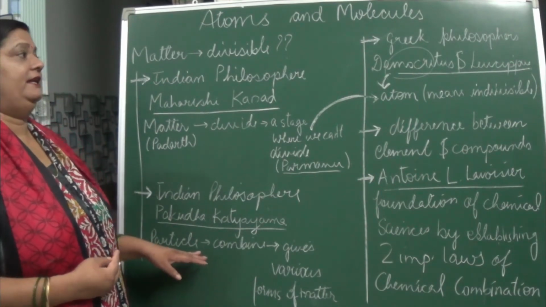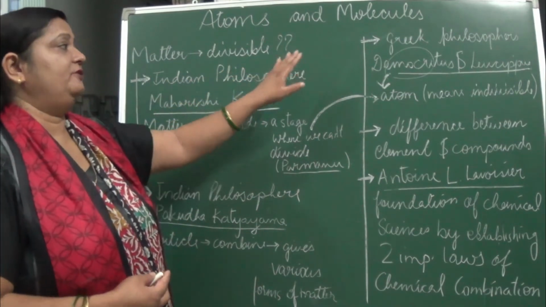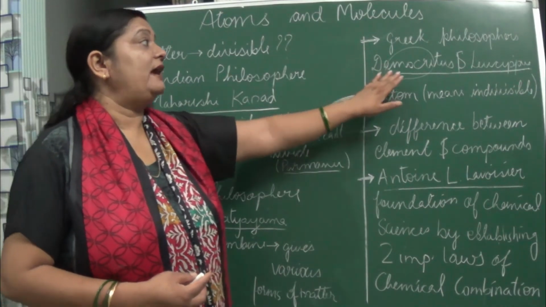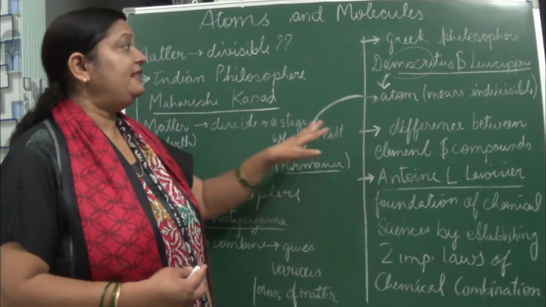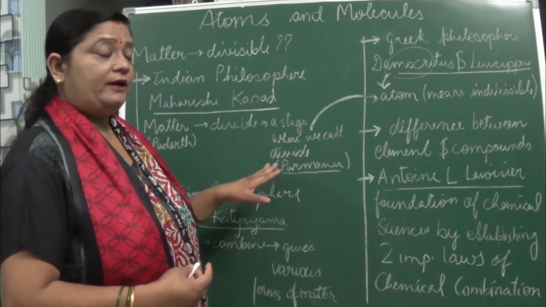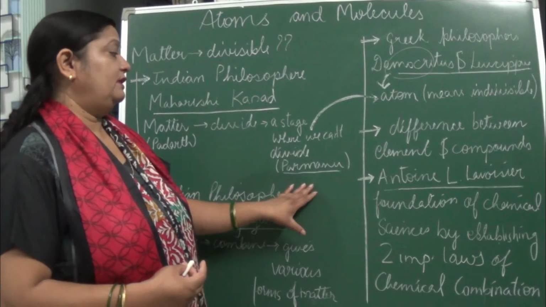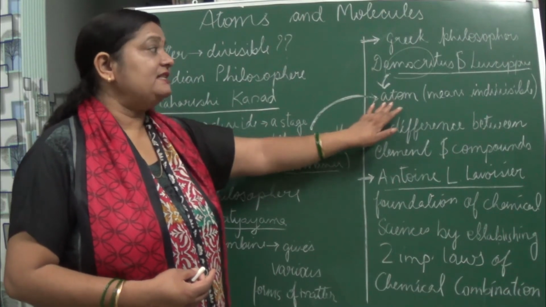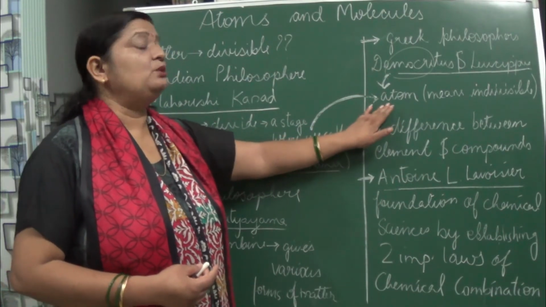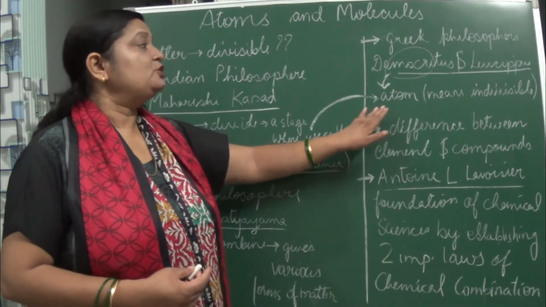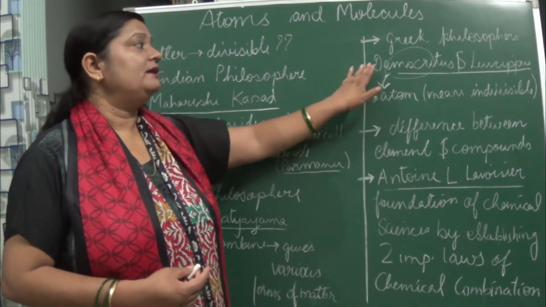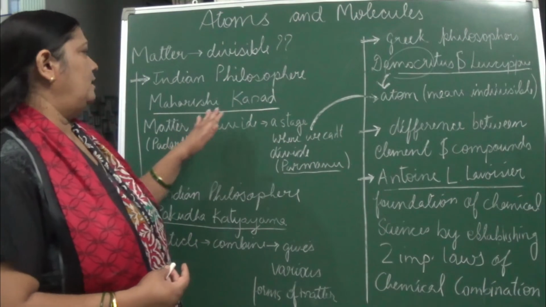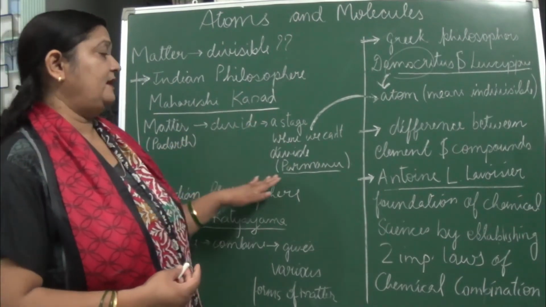Then came the Greek philosophers Democritus and Leucippus. They said what? This Parmanu, they renamed it as atom. And this atom in Greek means indivisible. So atom is indivisible, they said, which was just a new version of what Maharshi Kanad had said about matter and named Parmanu.